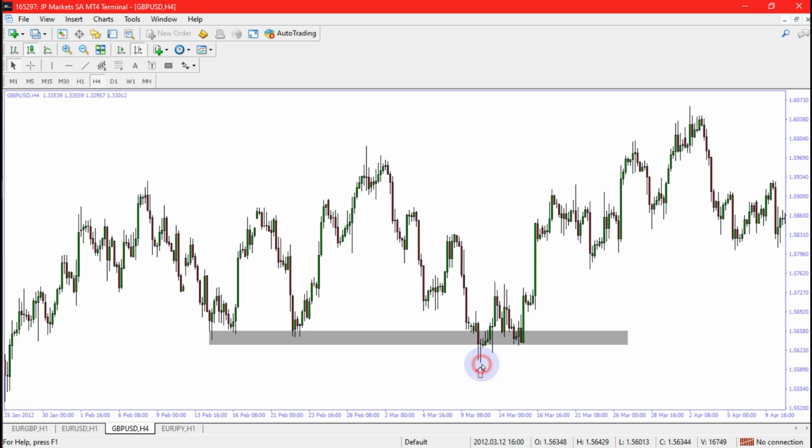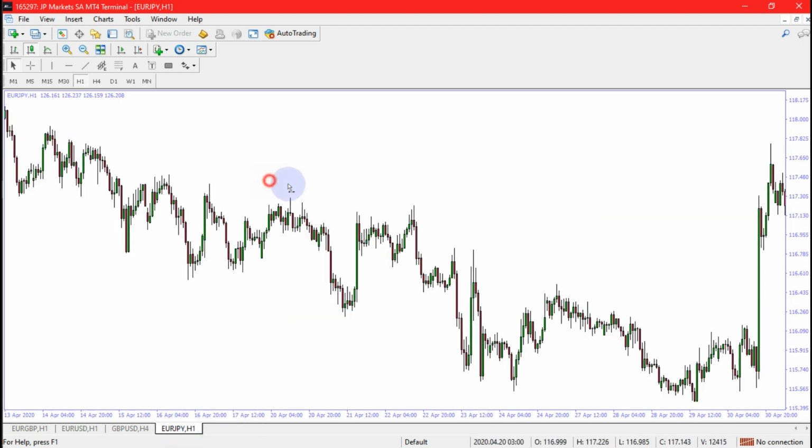So if you are weak, you can chase the market thinking that it's a true breakout, but then you'll be met by a rejection that side. You can see this is a false retest.